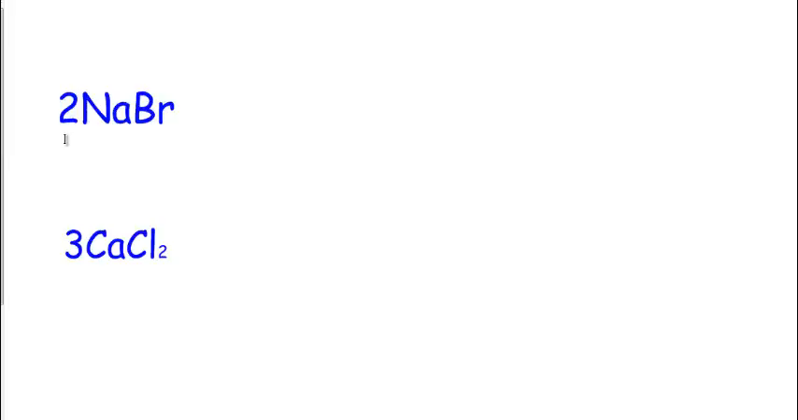If I put a 2 in front of a chemical compound like sodium bromide, instead of there just being one sodium and one bromine, I've actually got 2 sodiums and 2 bromines. In front of calcium chloride, I started off with just 1 calcium because there's no subscript, and 2 chlorines indicated by the subscript. When I put a coefficient like 3 in front of it, that actually gives me 3 calciums and 6 chlorines because I've got Cl2 3 times, so that would be 6 chlorines on that one.